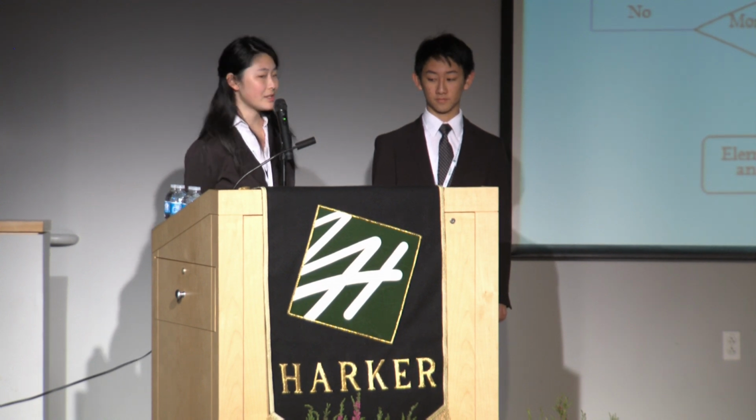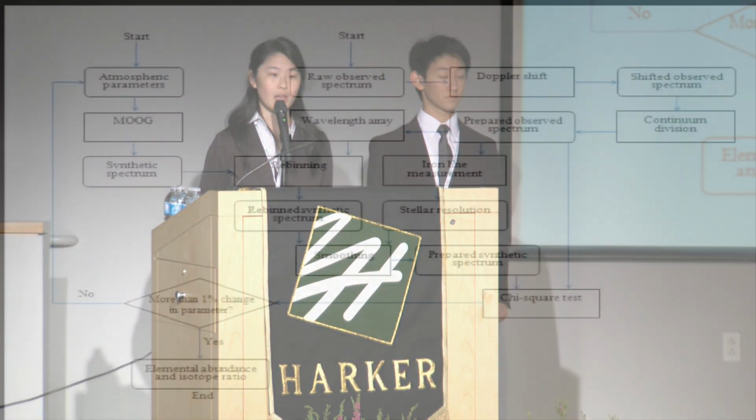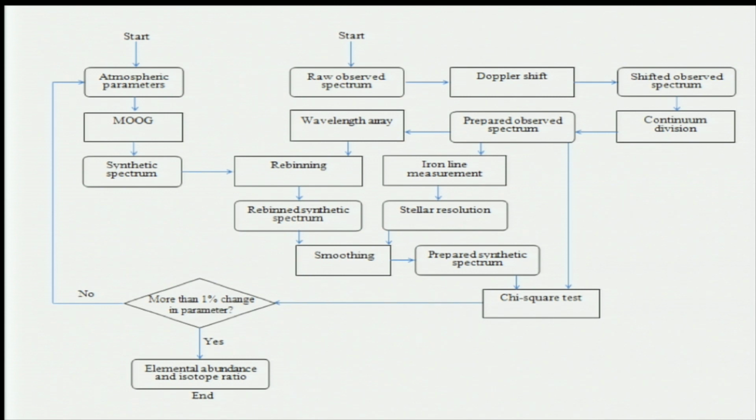So shown here is an overview of our procedures. In order to measure the carbon and europium isotopic and elemental abundances, we had to fit model spectra with observed spectra. Europium and carbon isotopic and elemental abundances affect the overall shape of the spectrum, so we were able to vary the isotopic and elemental abundances until we found the shape that caused the model spectra to best fit the observed spectrum.